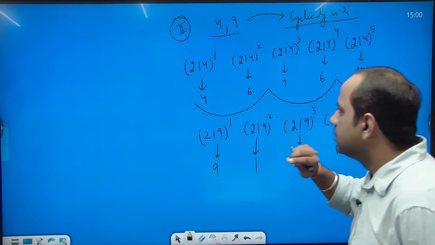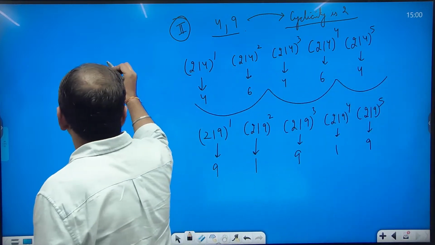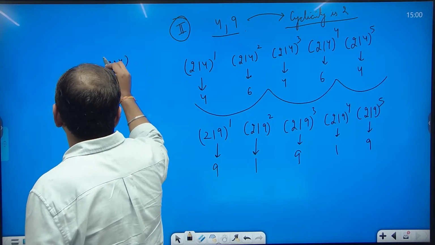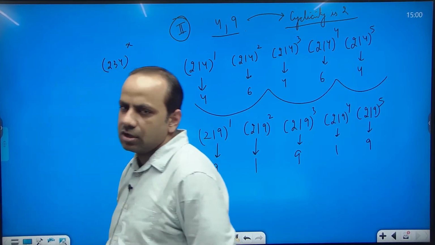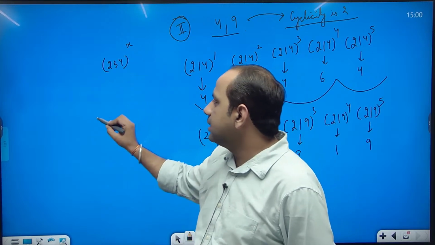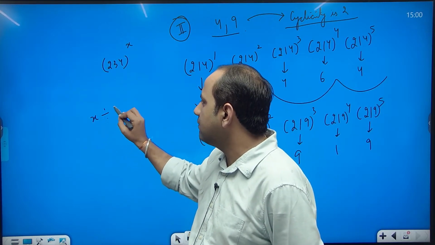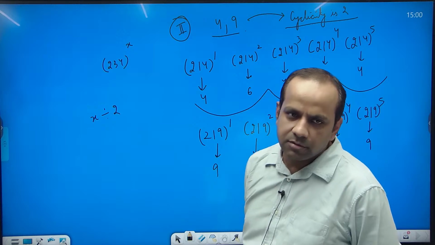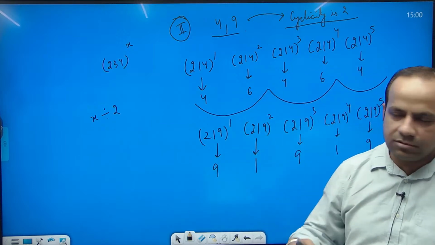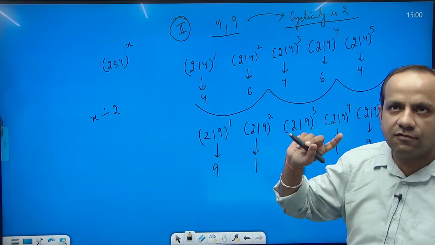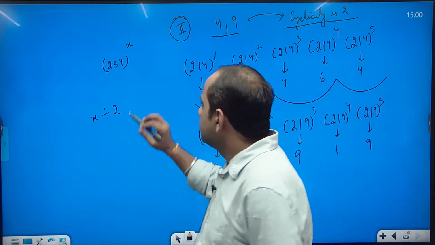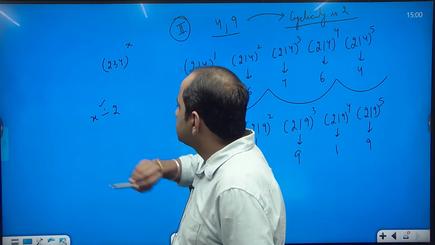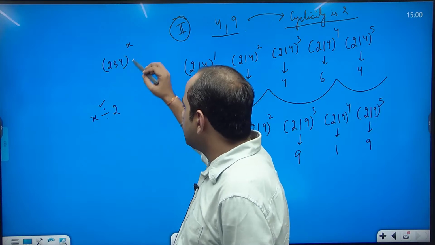So what does it mean? It means like if I say 234 and we have any power, let's say x. So how to deal with it? You have to divide that power x by 2. Why we are dividing by 2? Because cyclicity is 2. It is repeating after a cycle of 2. So we can say that if any power is there, we have to divide it by 2.